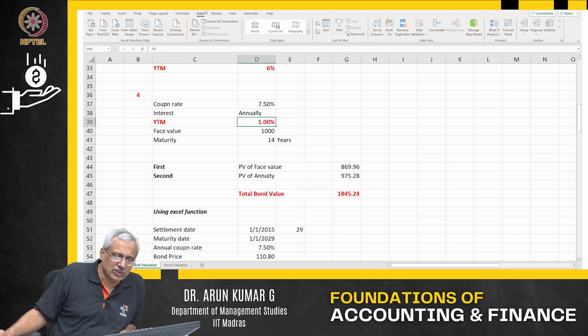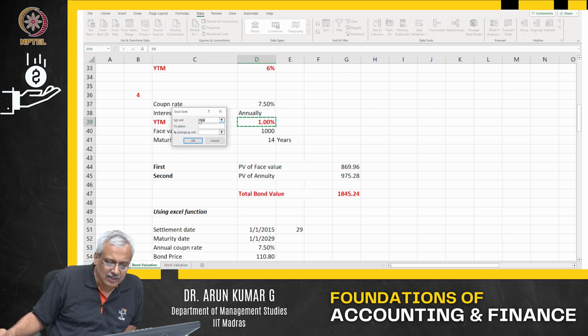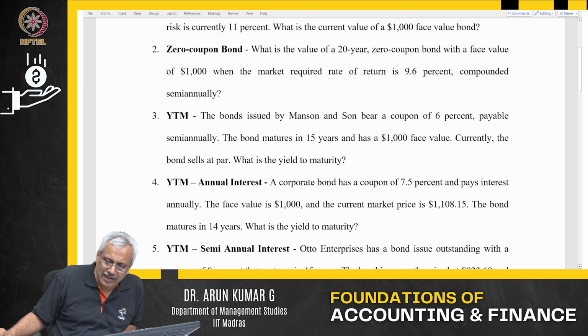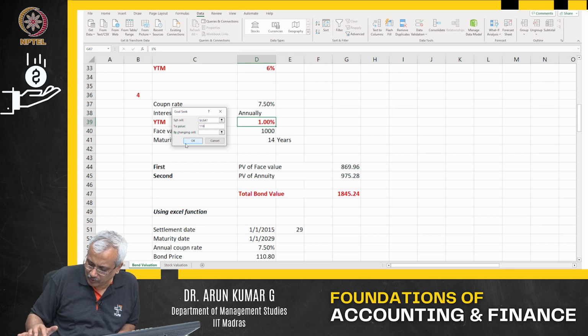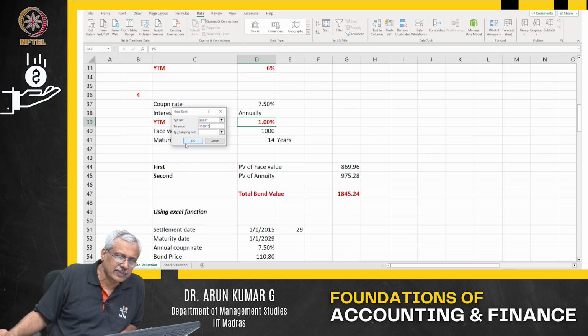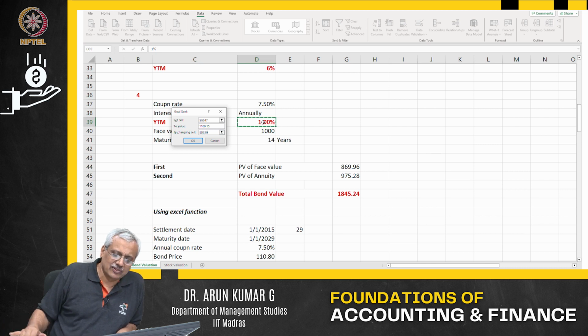Let me go to the data part of it and let me go to what if analysis and let us say goal seek. What is the set cell? Set cell is, this is the set cell. Now what is the value? Value of the bond is given as 1108.15. I will say 1108.15. By changing which cell? By changing this cell is what I want you to calculate. Yes, I have got it.